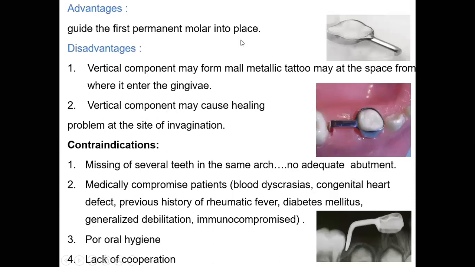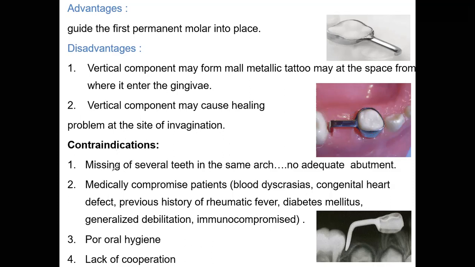Advantages: it guides the first permanent molar to erupt into the space, but the vertical component may cause tattooing of the tissues. This vertical component, which is placed inside and guides the first permanent molar to erupt, may cause metal tattooing of the gingiva. It produces a tattoo on the gingiva. Or this vertical component may cause inflammation. So this vertical component, can you see here? This deciduous molar is banded. The horizontal component is maintaining the arch width, and this vertical component is projecting towards the gingiva or the gums.